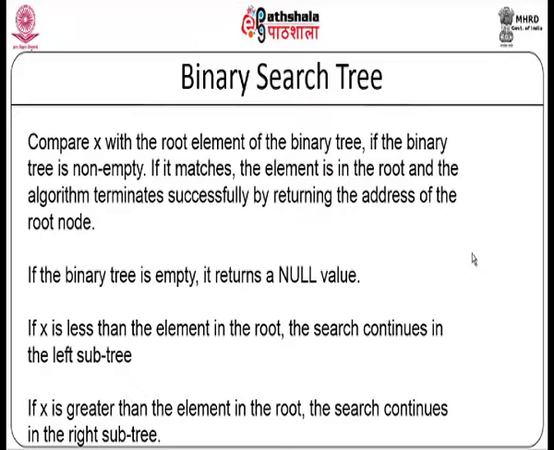Otherwise, as we discussed earlier, we are going to traverse the left tree if x is less than what is present in the root node. Similarly, we are going to traverse the right side if x is greater than the element in the root. So, in this process, the traversal is carried out till we get the information whether the item x is present in the BST or not.